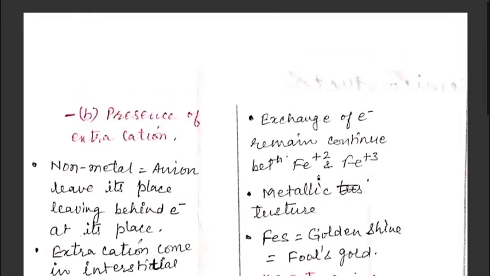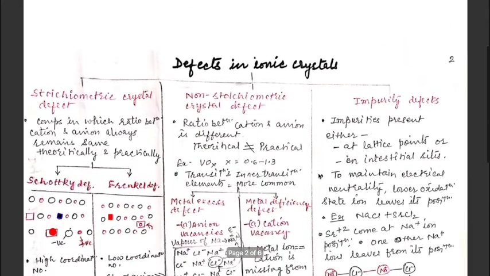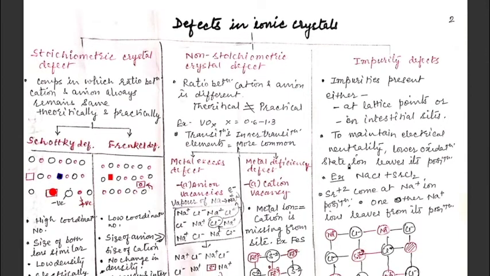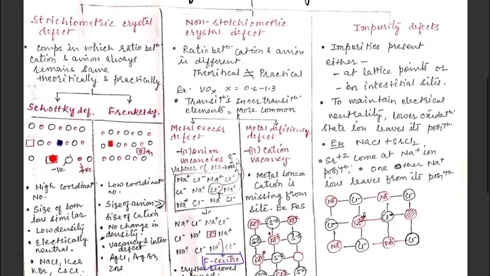Now next defect is impurity defect. This defect arises due to presence of impurity either at lattice points or at interstitial sites. So if impurity present at lattice points, the position of ions are called as lattice points. So if any foreign ion will occupy these lattice points or it will occupy interstitial site, then impurity defect in crystal arises. Example is given here.